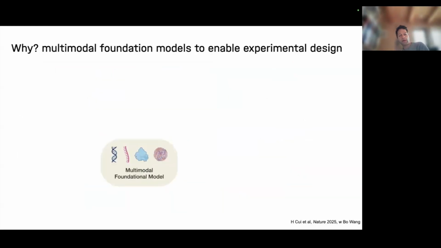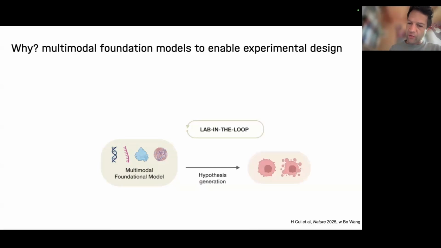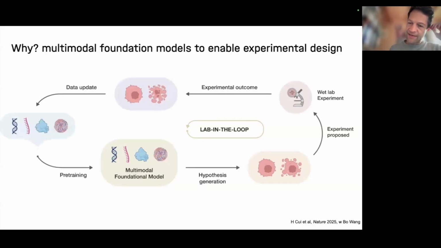My very last point: let's say we have this model. This could be this multimodal foundation model, a big transformer, or it could be these more specialized diffusion models that I showed you before. I think what's exciting is that we want to put the lab in the loop, right? You want to do experimental design. So we propose an experiment, we go back. I think this is where things go.